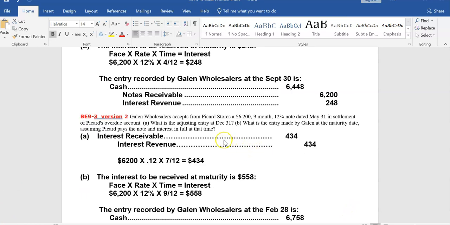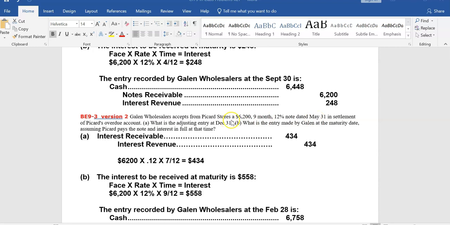Now let's take a look at a note that is issued in one accounting period, but it will not be paid off until the next accounting period. So Galen is accepting another note from Picard. It's the same amount of the note. However, this is a 9-month note instead of a 4-month. Still 12% interest. It's dated May 31st.